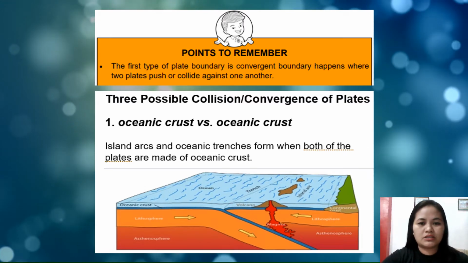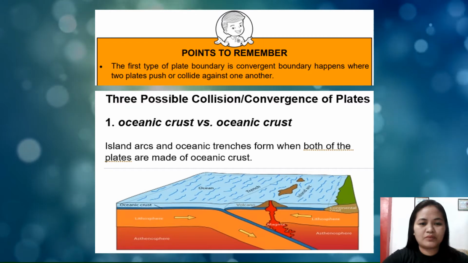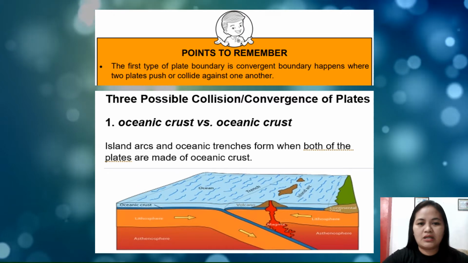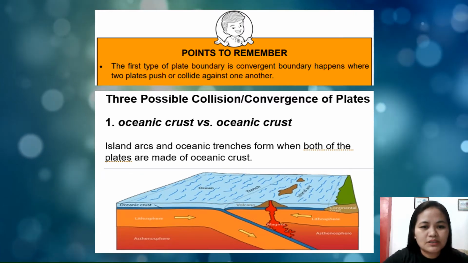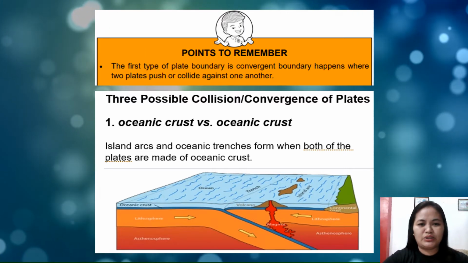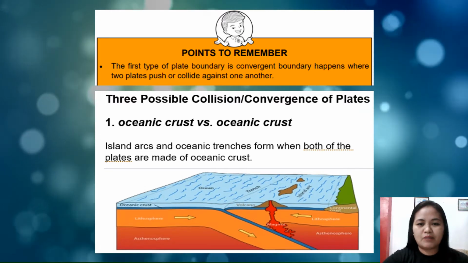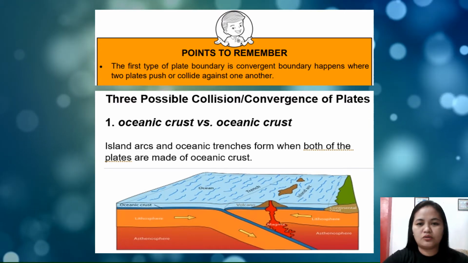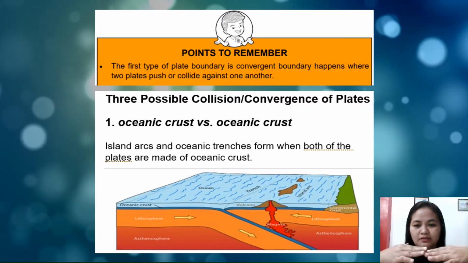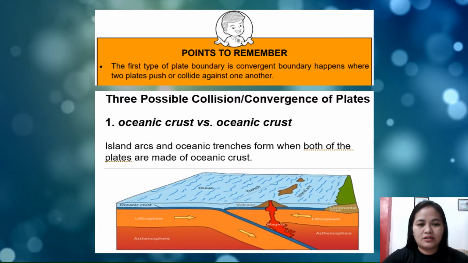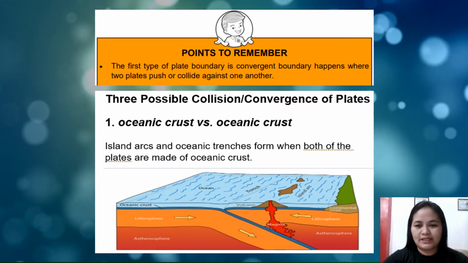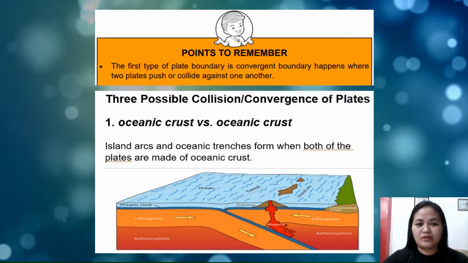So here is the first point to remember. The first type of plate boundary is convergent boundary, which happens where two plates push or collide against one another. So, the first plate boundary that we have here is called convergent. When we say convergent, they collide, they meet. There are three possible collisions or convergences of plates. Plates are the segments of the ground.